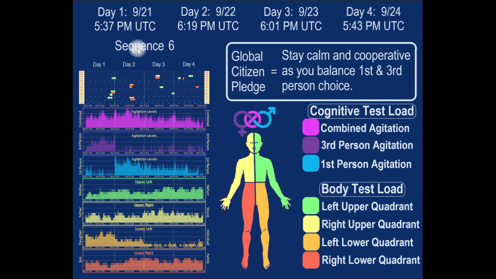Let me fast forward this so you can see. In sequence six, you see how high this is? How high the agitation levels are? Now, this will be confirmed not only by what you're feeling, but by watching the news. You will notice that all of the drama and all of the chaos that unfolds in our shared reality is happening during these agitation moments.